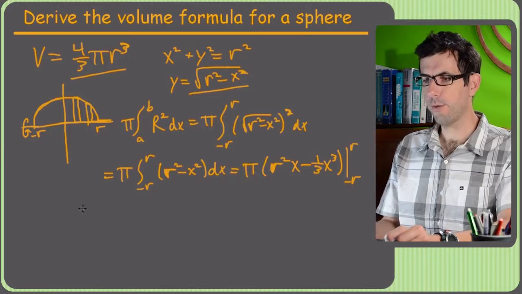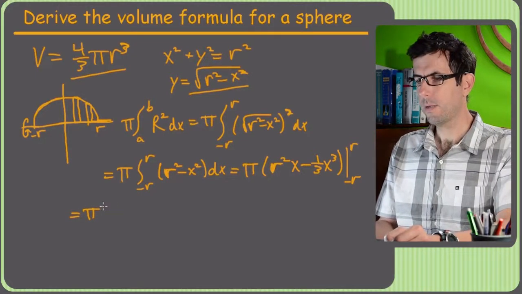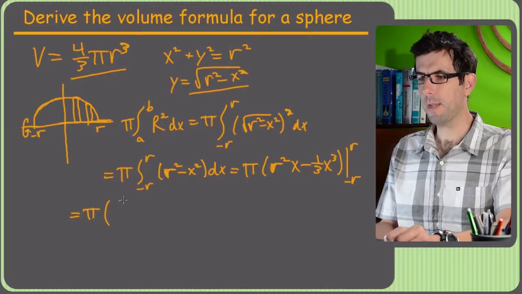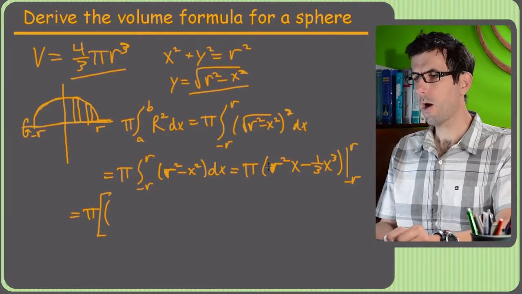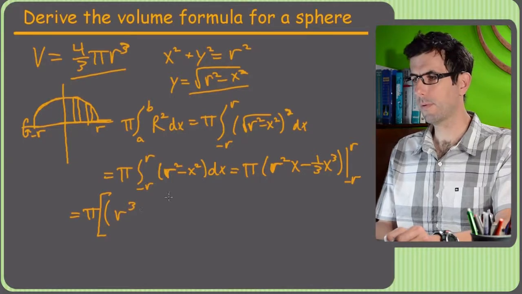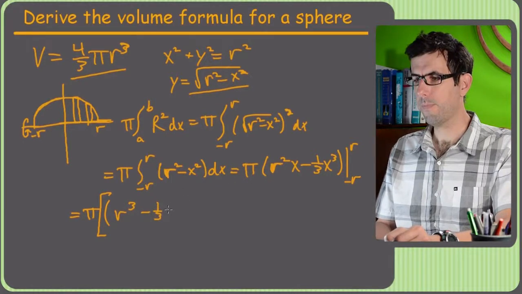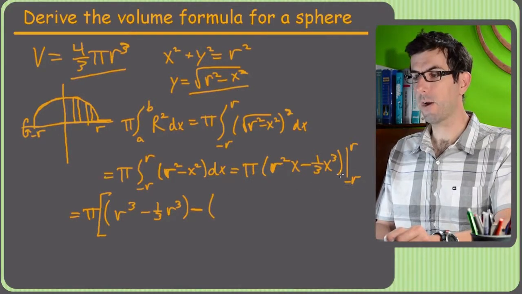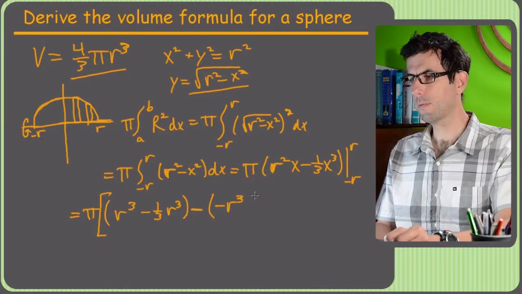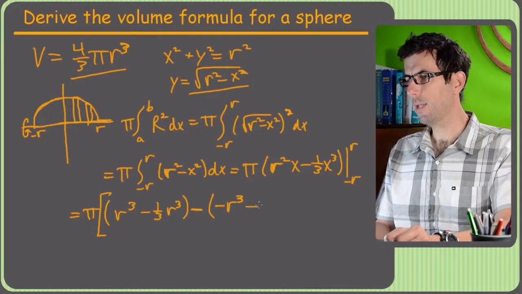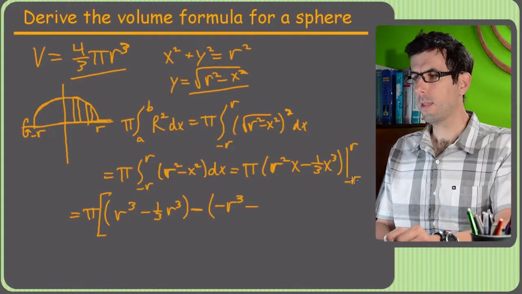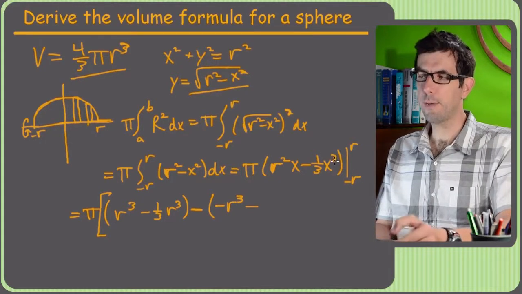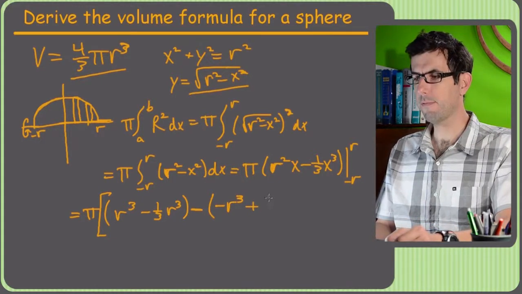All right, squared canceled, looking good so far. Let's see what happens. When I plug in r, the top limit, I'm going to get r squared times r is r cubed minus 1/3 r cubed. Then I have to subtract, and now I'm going to plug in negative r, so I'll get r squared times negative r is negative r cubed, and then minus negative r, quantity cubed, is negative r cubed times negative 1/3 is positive 1/3 r cubed.